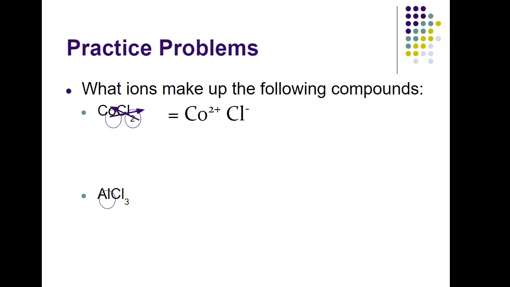In our aluminum chloride, I'm going to circle the 1 on the bottom and the 3, reverse flip them, and I get Al3+, F-, and that should be a Cl-. Sorry, that's my typo.